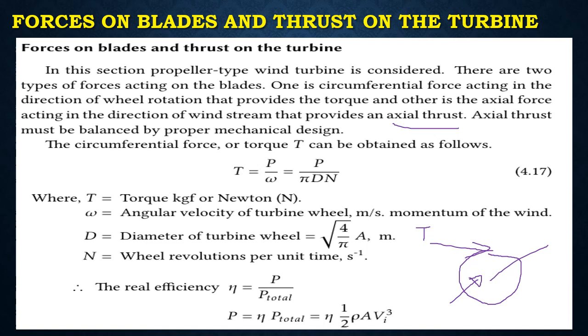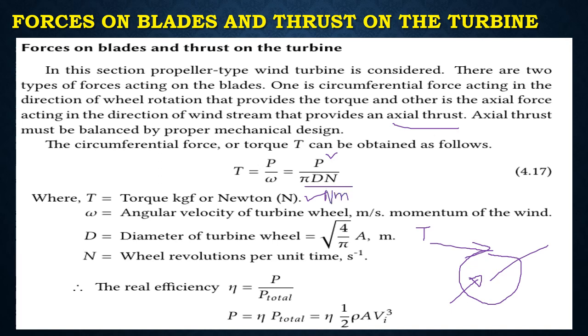Okay, now what is torque? Torque is nothing but power divided by angular velocity. Power is P. Angular velocity is pi d n, where pi is the constant value, d is the diameter, and n is the speed in revolutions per second. Torque is expressed in newton meter. So this is not newton, this is actually newton meter.